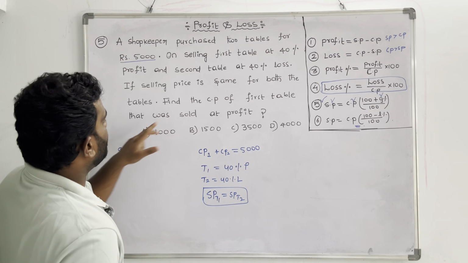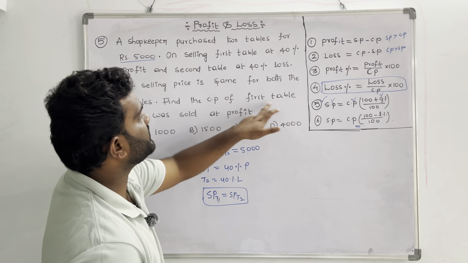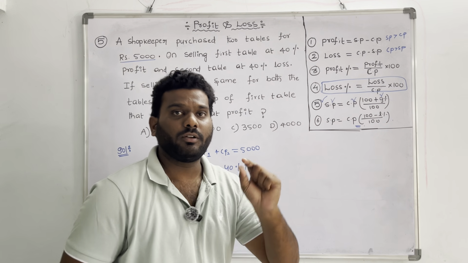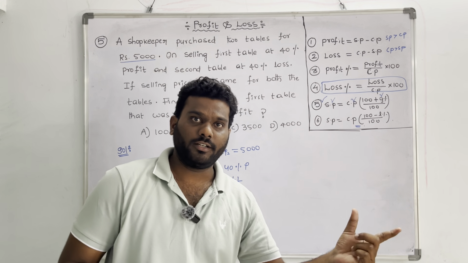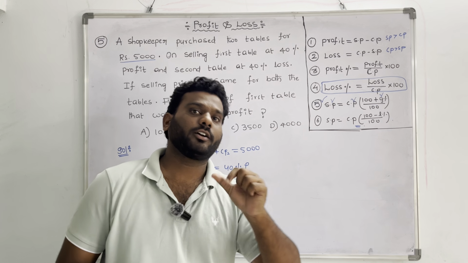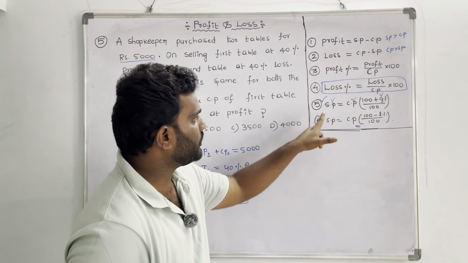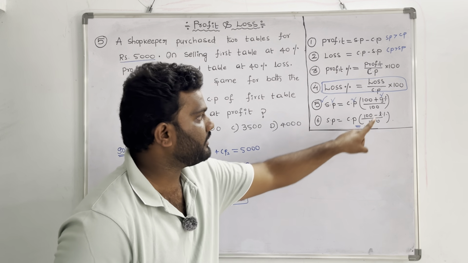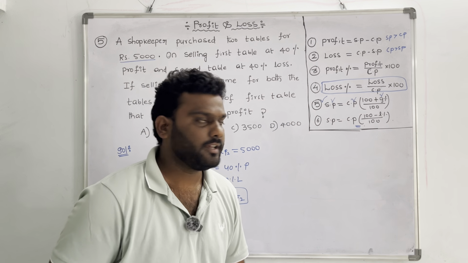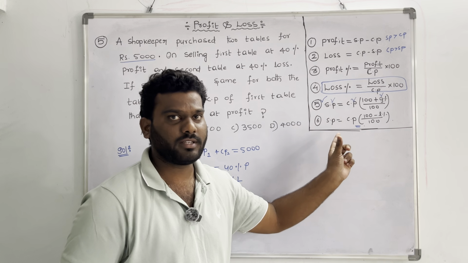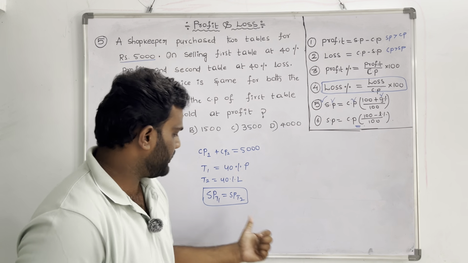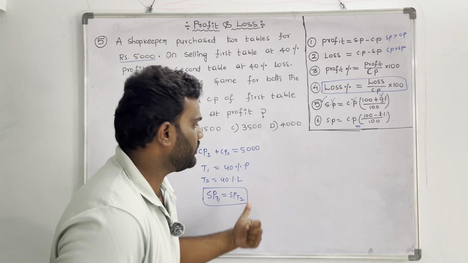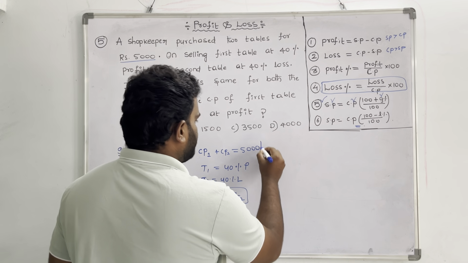Okay, next, find the cost price of the first table that was sold at a profit. So he is saying that table 1 is sold for profit by the shopkeeper, and find the cost price of that. So we have these two relations, right? Selling price and cost price relation. Whenever the gain percent and loss percent is given, we have to utilize those two formulas, and we need to get the cost price by using these conditions. Selling price of table 1 will be equal to selling price of table 2. I will show you how to solve.